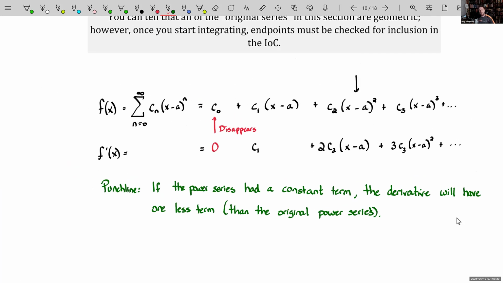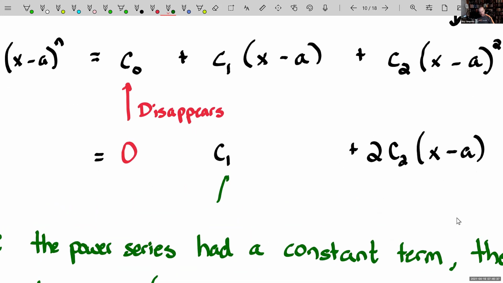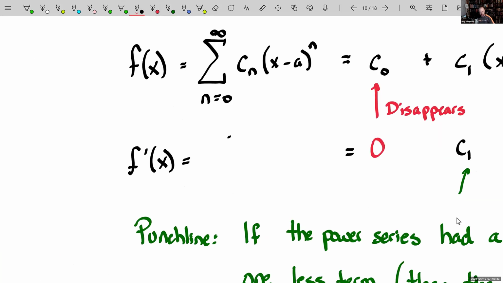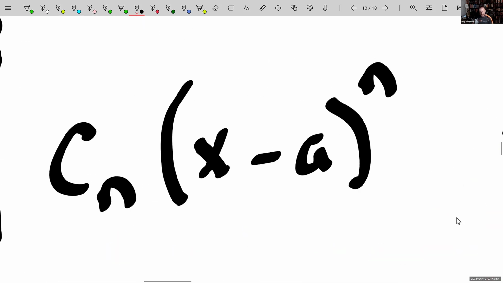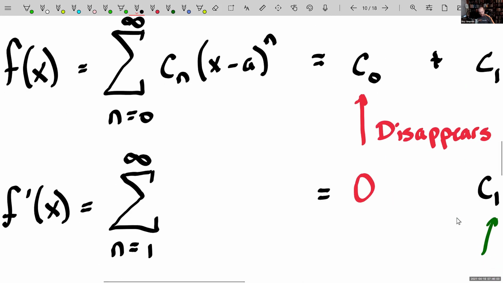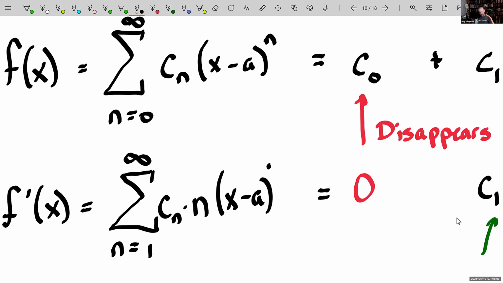So our original power series started at n equals 0 and went to infinity. However, note that when I take its derivative, we don't start at n equals 0 anymore. We're starting at n equals 1. So it turns out our summation for the derivative is from n equals 1 to infinity. Now, just pretend as though you're taking a derivative of this. It's n times c sub n times (x minus a) to the n minus first power.